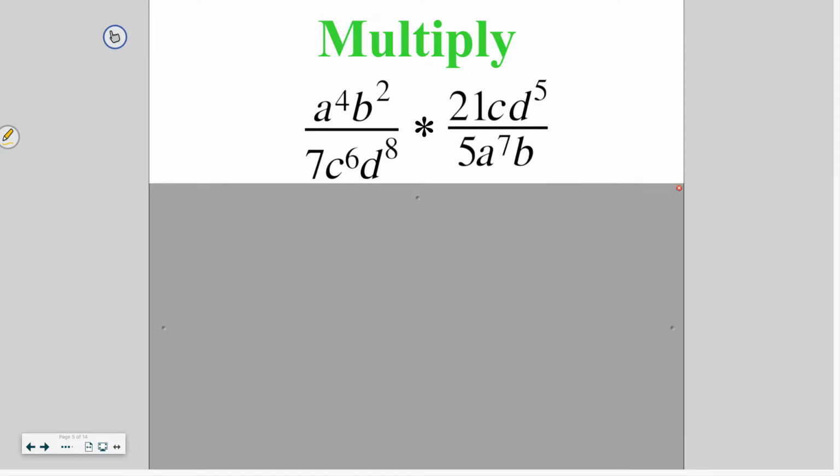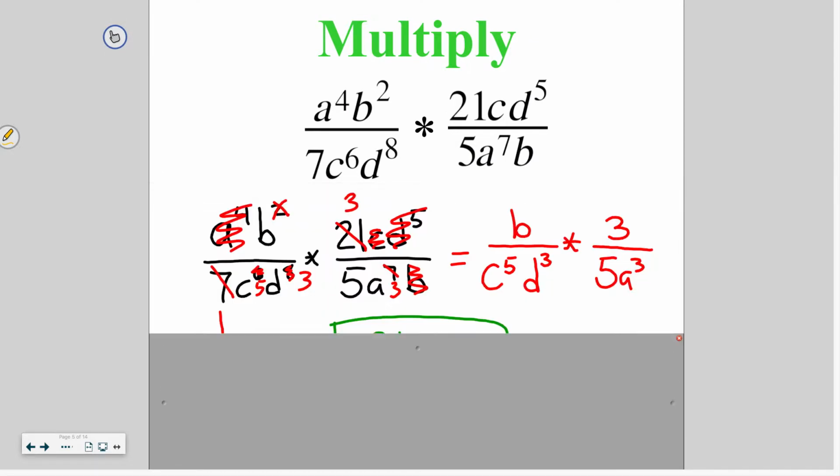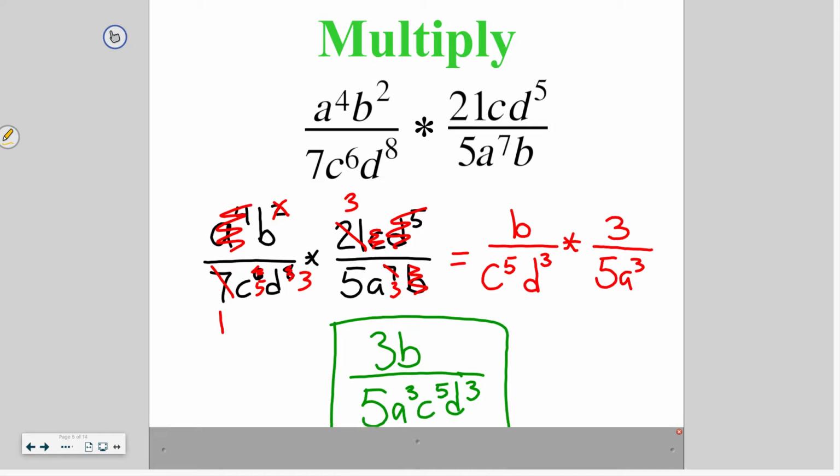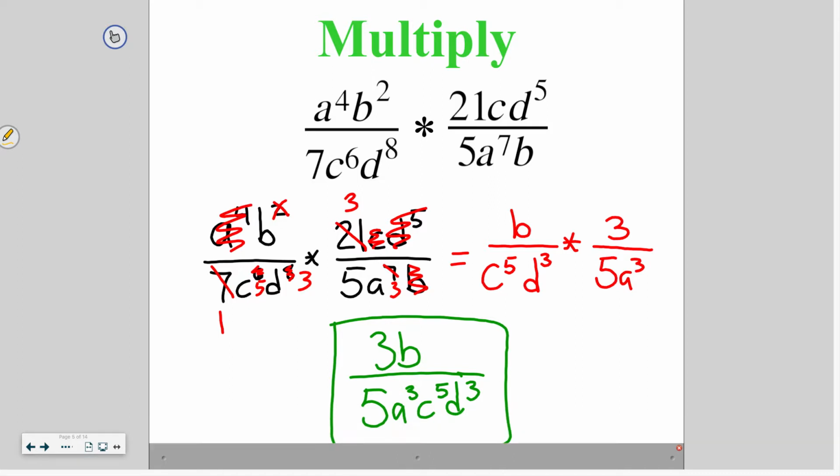Go ahead and try this one on your own. Cross-canceling, our a's can cancel out as well as some of the b's. 7 and 21 reduce to 1 and 3. The c's and the d's can cancel out. So after the cross-canceling, I'm left with what is in red. After I multiply, I have 3b over 5a to the third, c to the fifth, d to the third. So multiplying those numerators and denominators, there was nothing else to cancel.